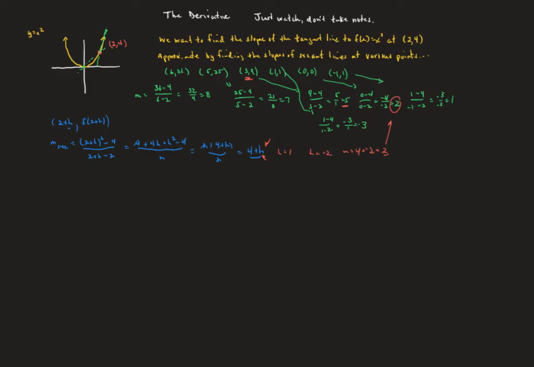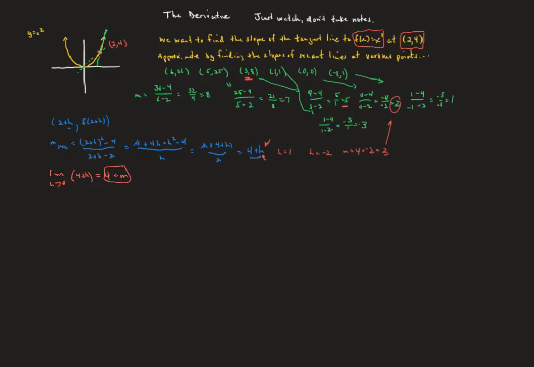So if we wanted to make that the tangent line, then of course what we would do is take the limit as h goes to 0 of our formula, 4 plus h, and that would be 4. And so that would be the actual slope of the tangent line to this one function, f of x equals x squared, at this one point, (2, 4).